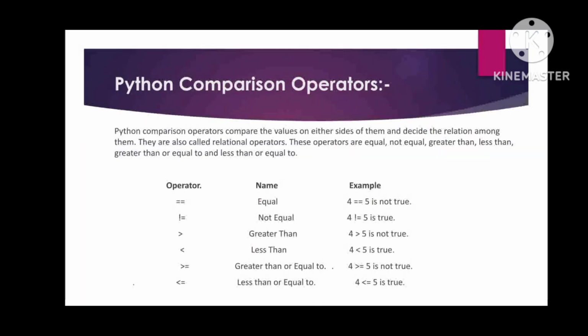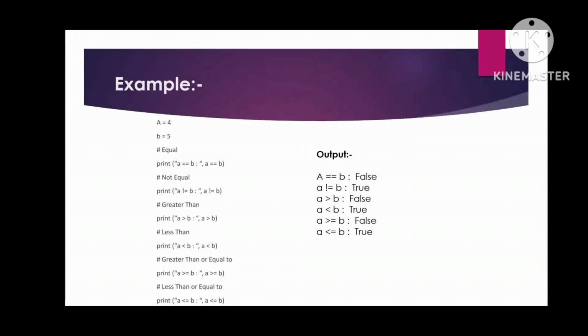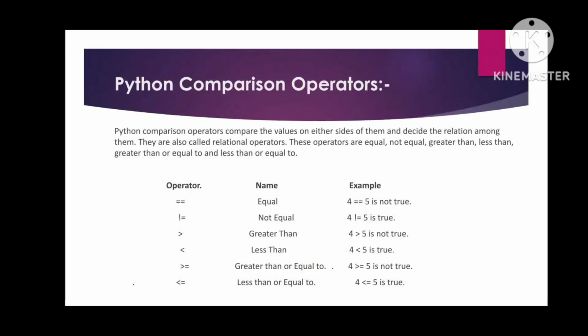Now let's learn about Python logical operators. Before going to Python logical operators, first of all we have to see Python comparison operators. Python comparison operators are also called relational operators. Here we are comparing two values or two strings, anything we are comparing. They are also called relational operators, and they decide the relation.